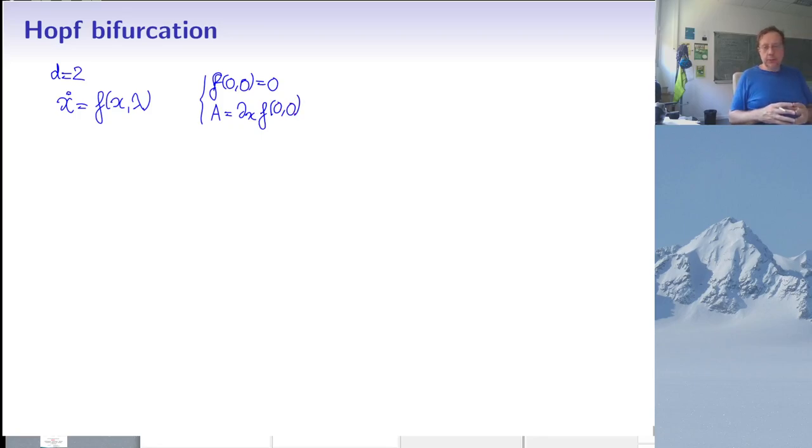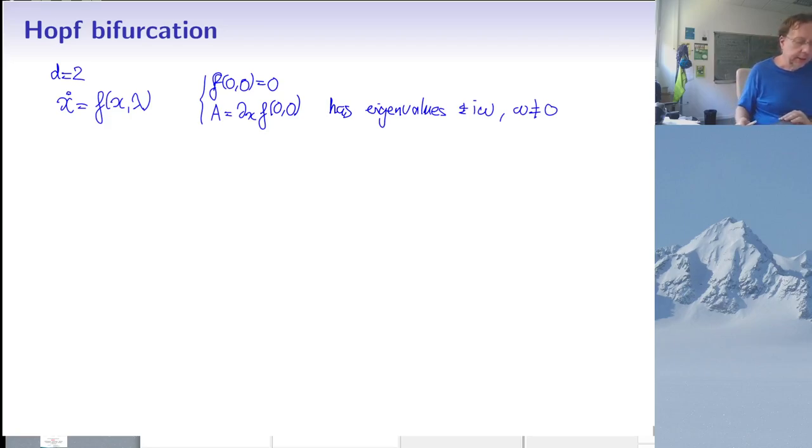Now we are going to assume that it has purely imaginary eigenvalues. And since we assume that x is real, the coefficients of A are real numbers, it means that the eigenvalues, if they are complex, have to be conjugate of each other. So we will assume that A has eigenvalues plus or minus I times omega, with an omega which is different from zero.